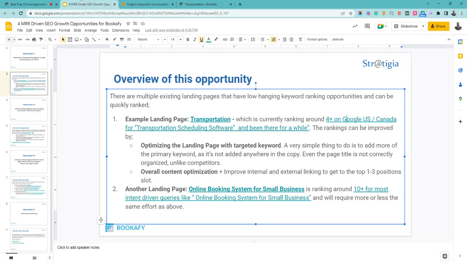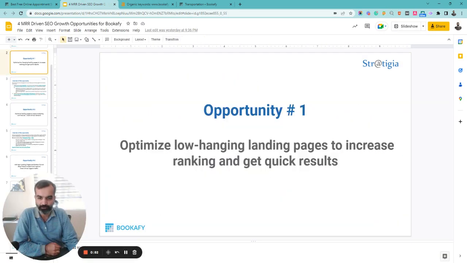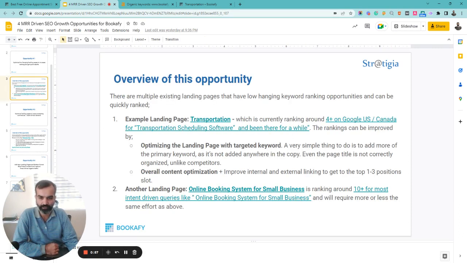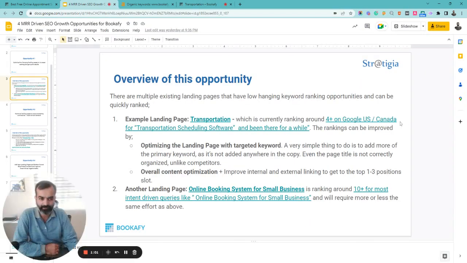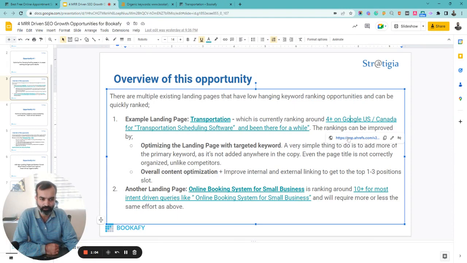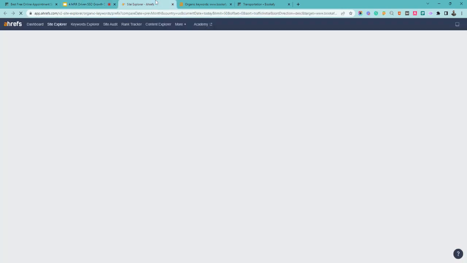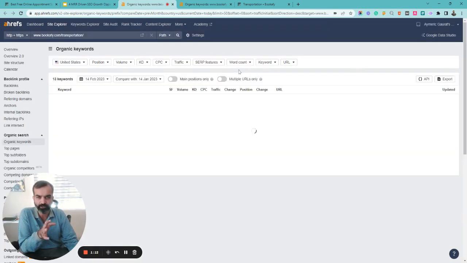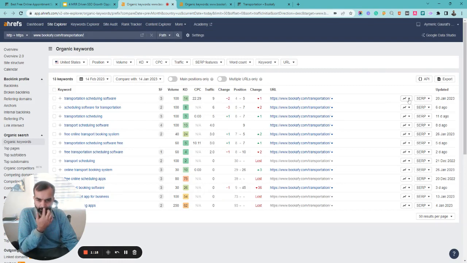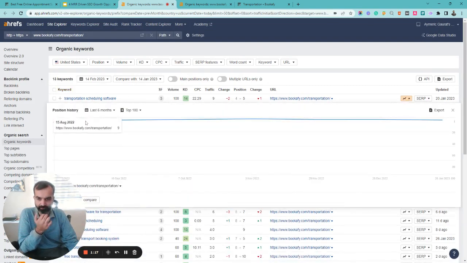So starting off with opportunity number one: optimize low hanging landing pages to increase ranking and get quick results. They have a few pages like this transportation page, and it is currently ranked around 4th or 5th on Google for the keyword transportation scheduling software. However, it's not moving, and it's been stuck there for some time now. If you look at the rankings, it has been pretty much stuck on these positions for some time.